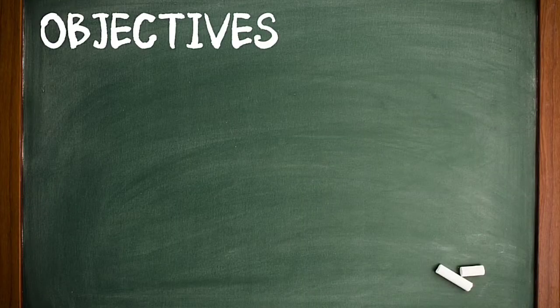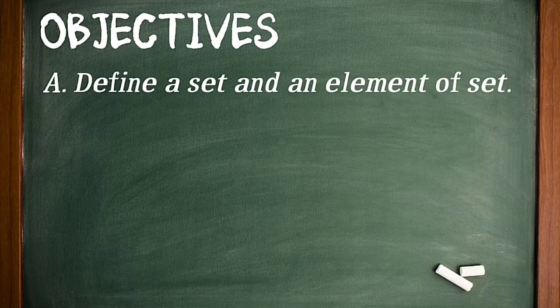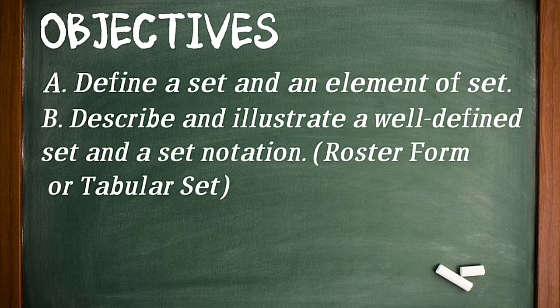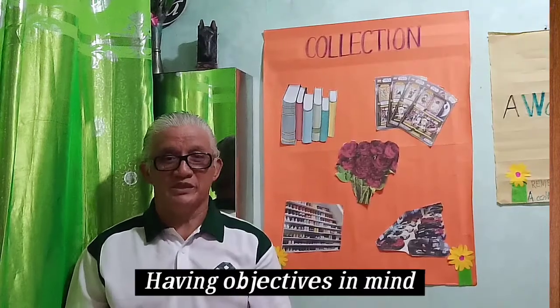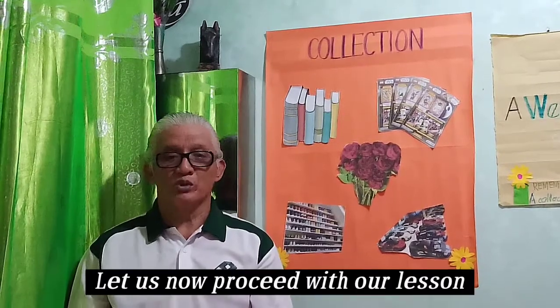For today's objectives, we have letter A, define a set and an element of a set. Letter B, describe and illustrate a well-defined set and a set notation. Letter C, perform the exercises about elements of a set through set notation. Objectives in mind, let us now proceed with our lesson.